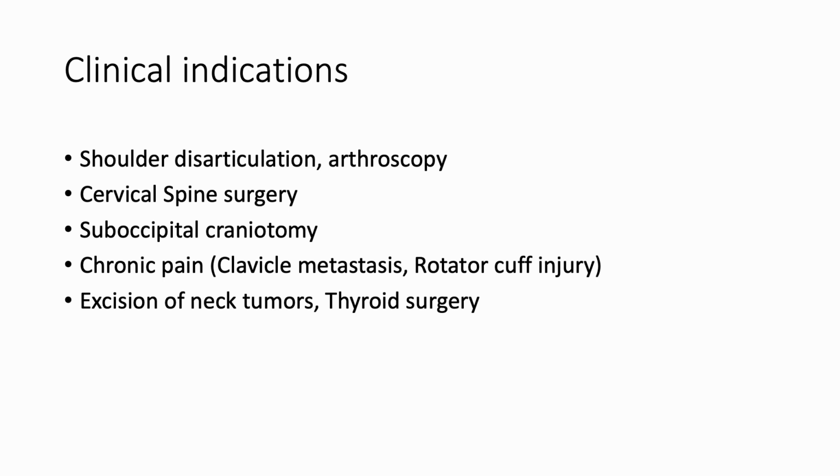Since that description of the high thoracic or cervical ESP block, multiple case reports were published for the use of the cervical ESP for shoulder disarticulation, arthroscopy, cervical spine surgery, suboccipital craniotomy, and for treatment of chronic pain due to either rotator cuff injury or clavicle metastasis, and also for excision of neck tumors and in thyroid surgery. All of these have been limited to case reports.